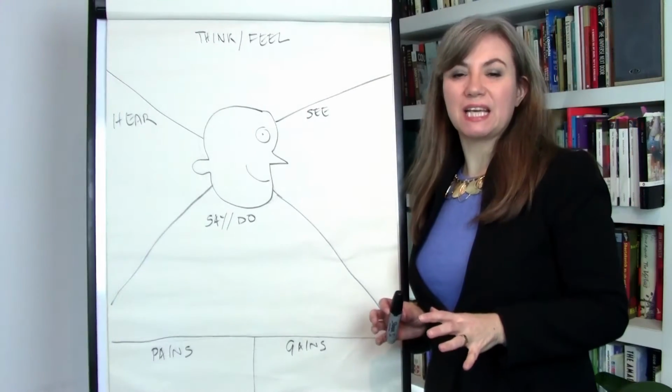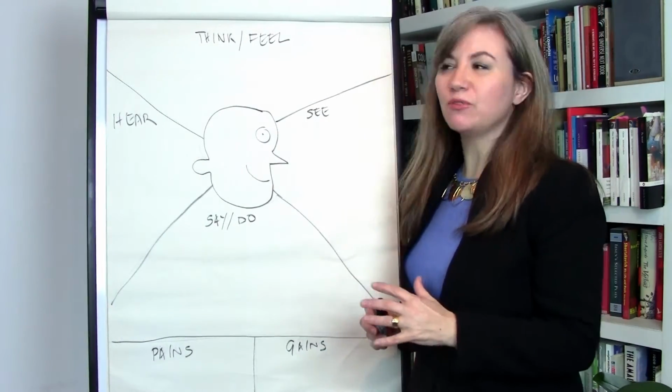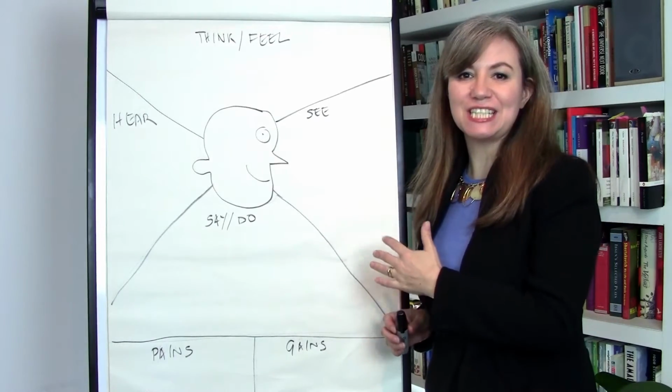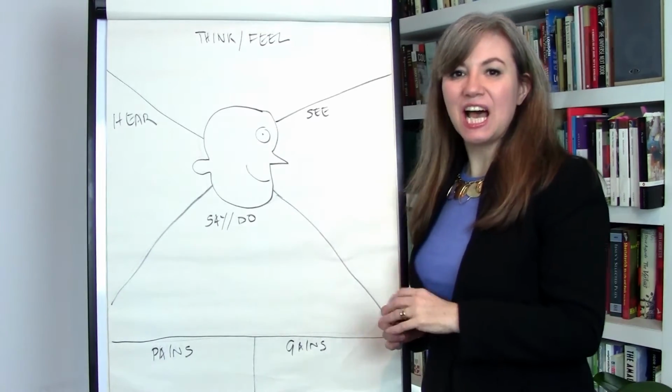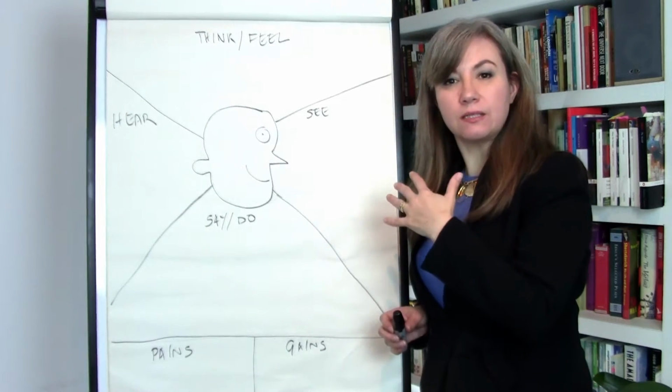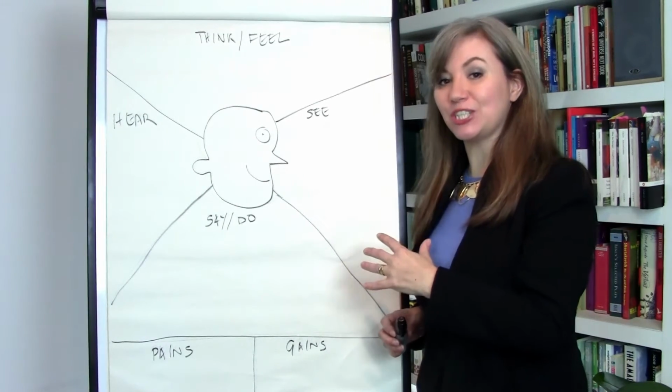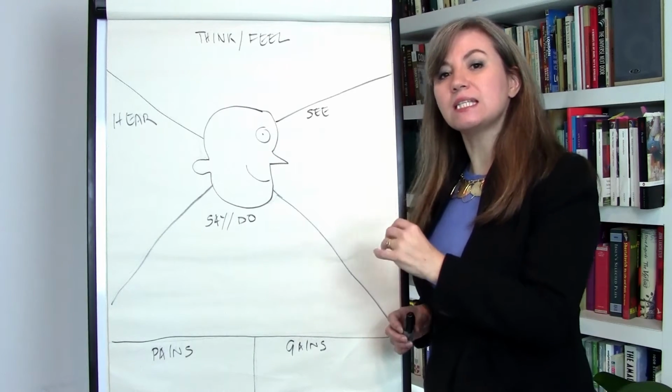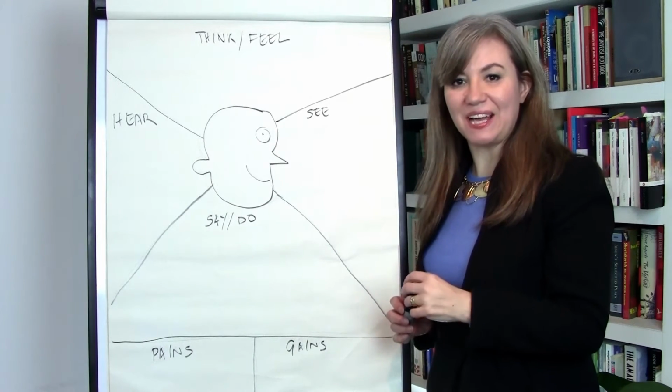Now you're probably thinking, well, how do I know what my reader thinks, feels, sees, says, does and hears? So to populate this empathy map, you're going to need to draw on your own intelligence about your reader. So let's look at some of the places you can gather that intelligence.